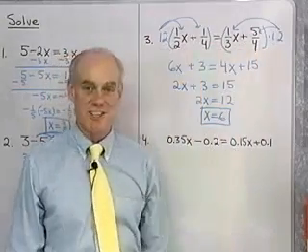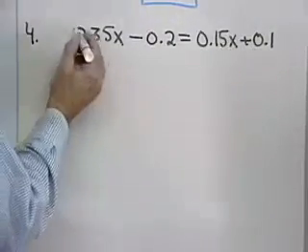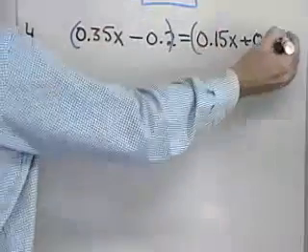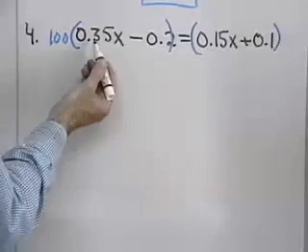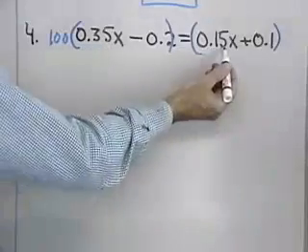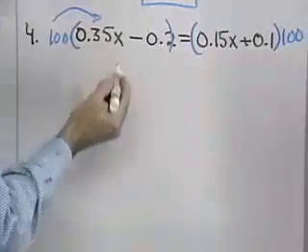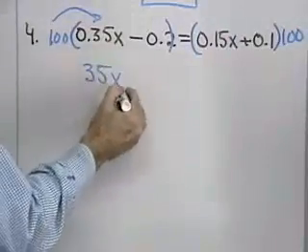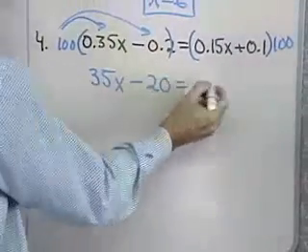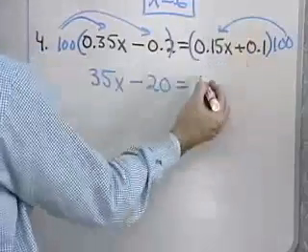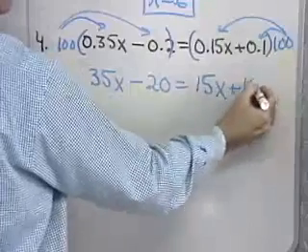Here's a problem that involves decimals. I'll do the same type of thing here. I can work with the decimals if I want, or I can multiply both sides by a power of 10 that will remove the decimals. So since I have 0.35 here and 0.15 here, I'll multiply both sides by 100. So 100 times 0.35x is 35x. 100 times 0.2 will be 20. And then here, 100 times 0.15x is 15x. And 100 times 0.1 will be 10.